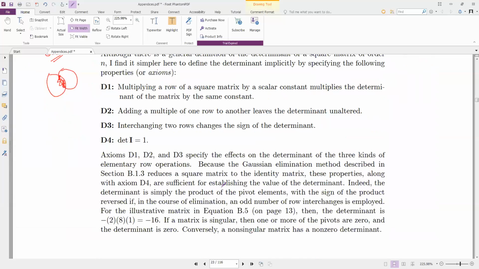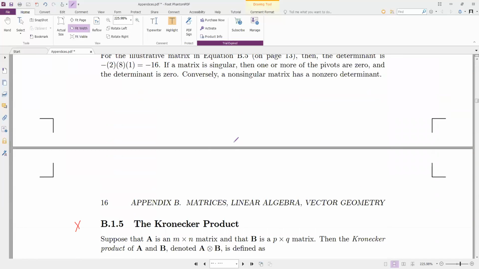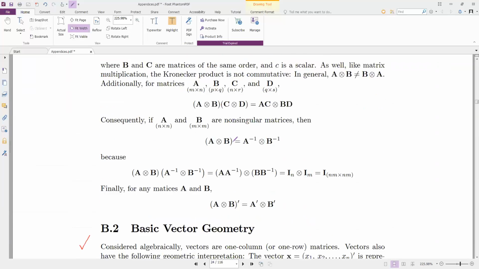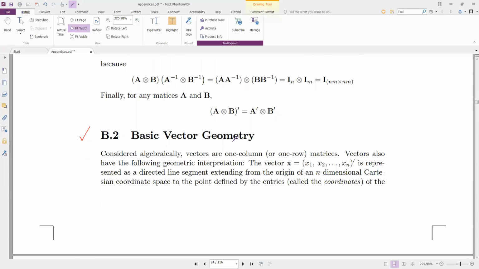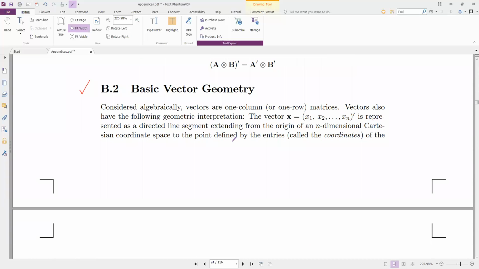Here we've got some properties of matrices of determinants, not important. That's all we need to really know here. Kronecker product, you skip all this. It's a certain product that's used in linear algebra. Very, very few areas in multivariate analysis is it seen, so you don't have to worry about it.